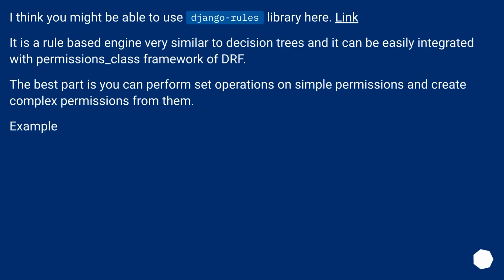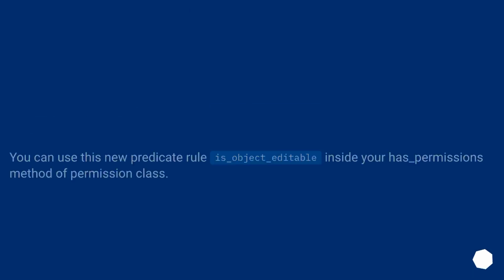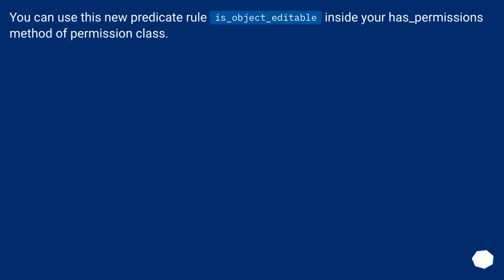Example. Predicates can do pretty much anything with given arguments, but must always return true if the condition they check is true, false otherwise. Now combining these two predicates. You can use this new predicate rule as object_editable inside your has_permission method of the permission class.